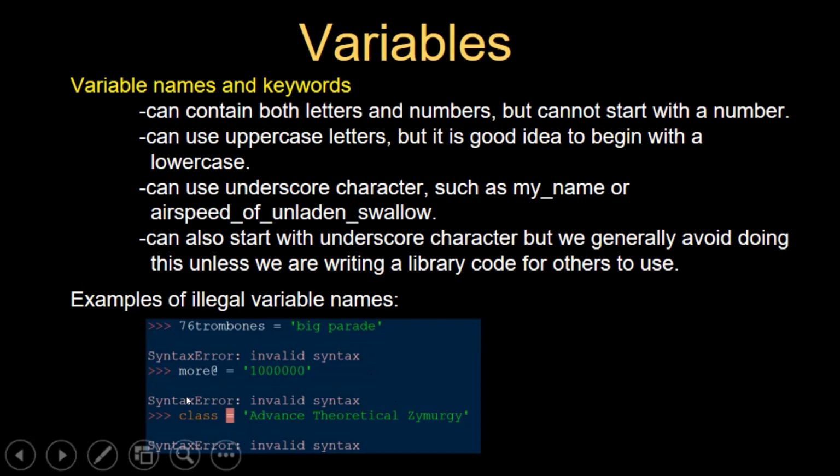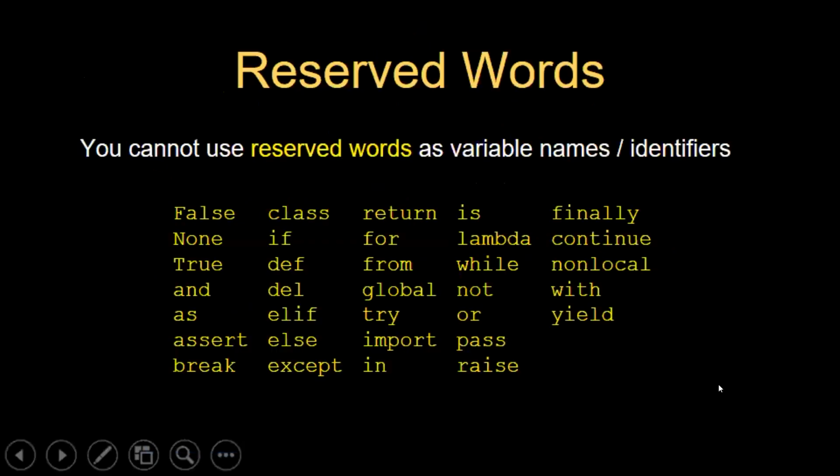Yan. How about dito? Class is equals to. So here we use the class na variable name. So class is a reserved word for Python. So you cannot use this as a variable name. Okay, so that's why you still encounter this error. So you say invalid syntax.